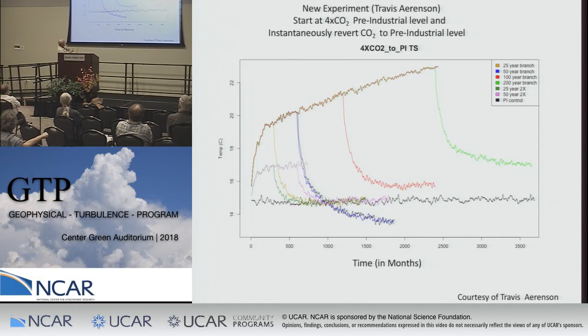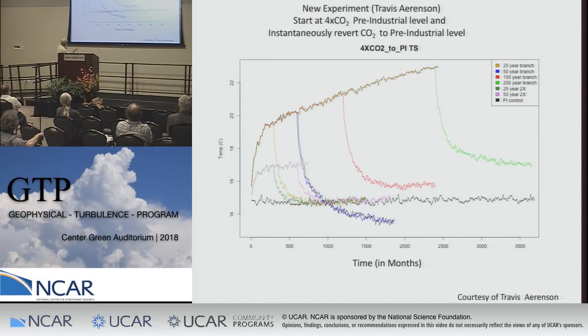And so if you do it only after, this is time in months, so this is 25 years, this is 50 years, this is 100 years, this is 200 years, okay? You can see things behaving exactly as you might expect. If you are at 4 times CO2 for only 25 years, you can relax back pretty quickly to what might be a pre-industrial temperature record. If you do it at 100 years, it takes a little longer. Maybe you don't quite get there because there might be some irreversible changes in the climate system, like the Amazon burning off or losing its vegetation.